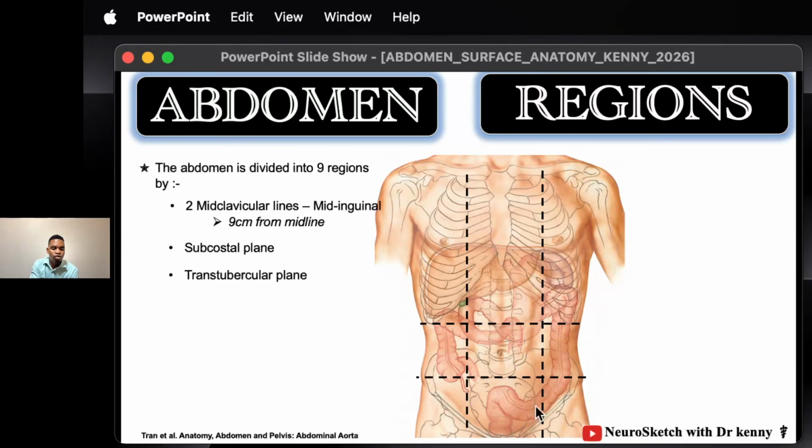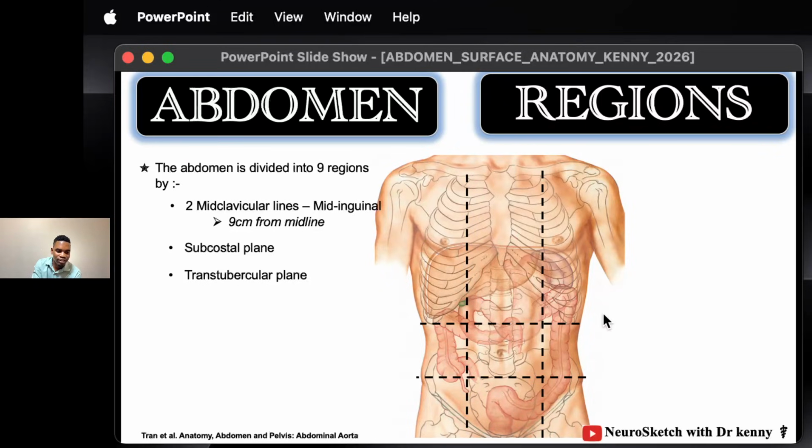They are divided by 2 vertical lines. These 2 vertical lines are the mid-clavicular lines. They pass through the midpoint of the clavicle, and they transect the inguinal region into 2 points. So, mid-clavicular to the mid-inguinal line on either side.